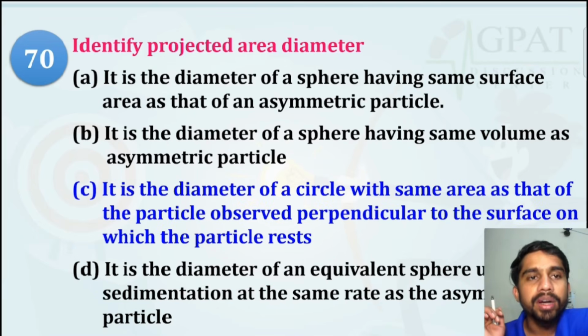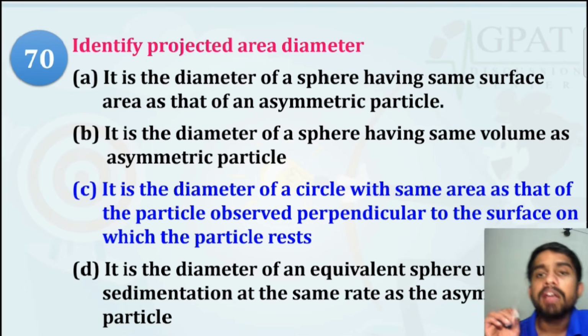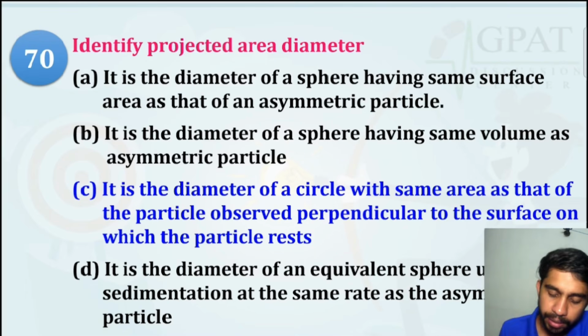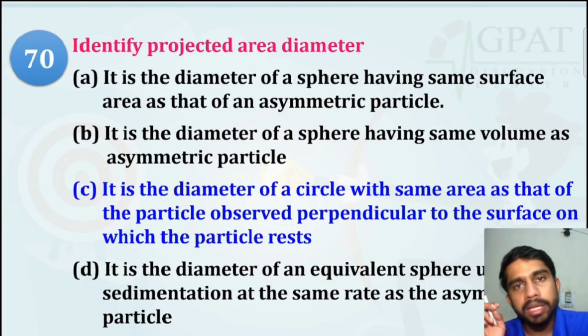So what is the projected area diameter? It is the diameter of a circle with the same area as that of the particle observed perpendicular to the surface on which the particle is resting. Okay, so now it is clear.